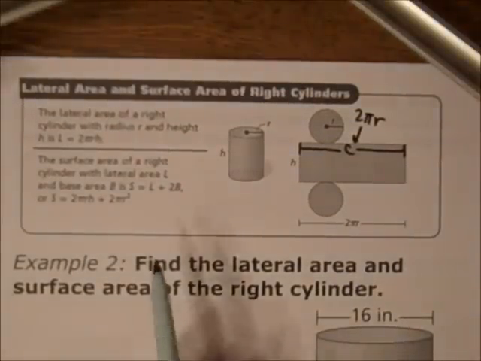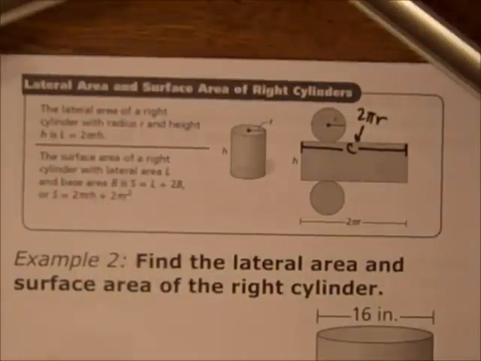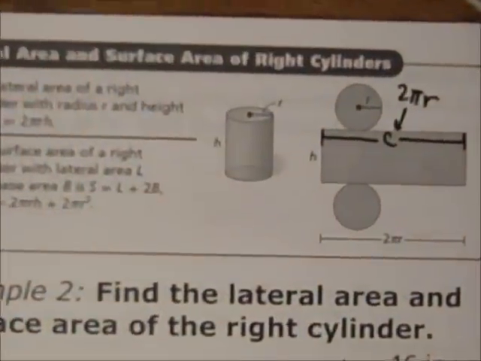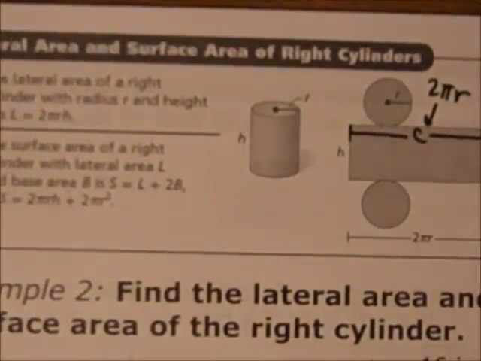Then for total, we're going to keep that lateral, so keep that 2 pi r h, but we need to add on the two bases, which is easy in this case because the bases are always going to be circles. So we add the area of a circle, twice.